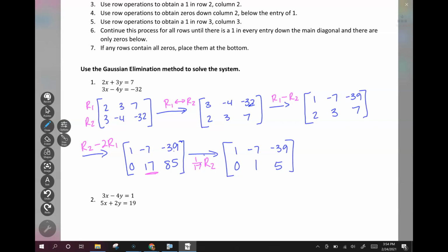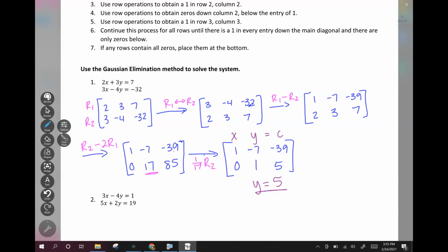Now we can actually solve this system because we already have one of our variables. Remember, these were our x, y columns, x plus y equals a constant. So in this second row, we actually have y equals 5. Since there's no x's there, 0x, we have y equals 5. And that's kind of the point of getting it to this point, is that you have one of your variables.